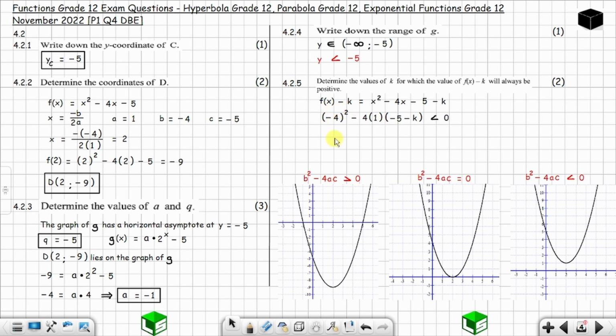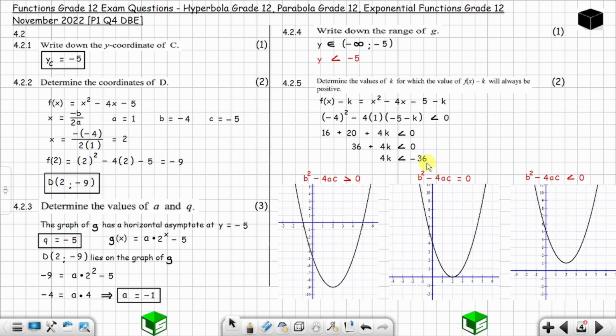Let's do that. This is 16, and then you have negative 4, right? Negative 4 times negative 5, this is positive 20, and then you have negative 4 times negative k, this is positive 4k, okay? I hope you can see that. And you have less than 0, okay? We carry on, this is 36, plus 4k less than 0. Okay, we carry on. You have 4k less than, you take 36 to the right, it's negative 36.